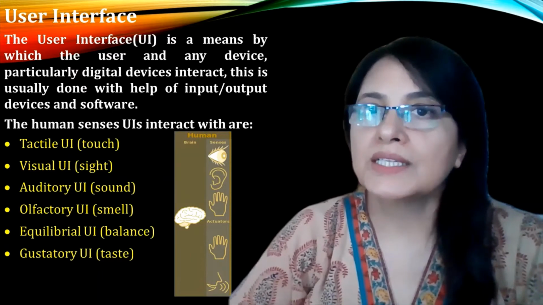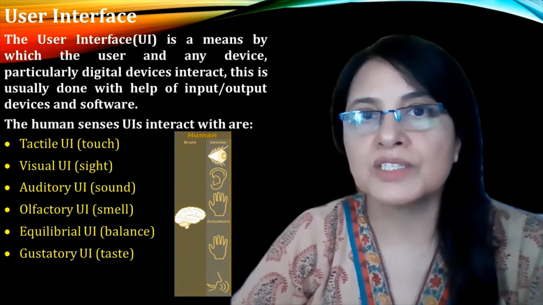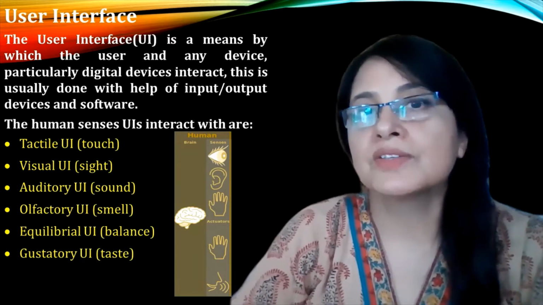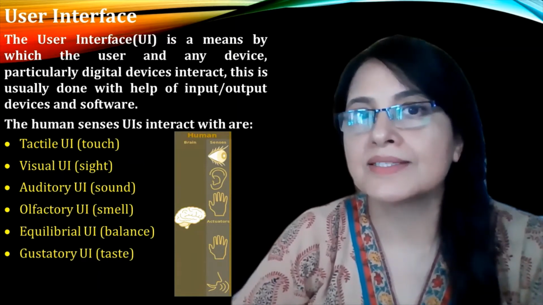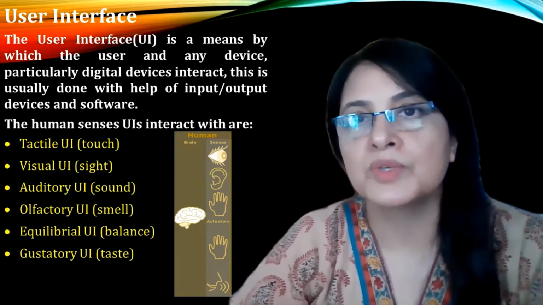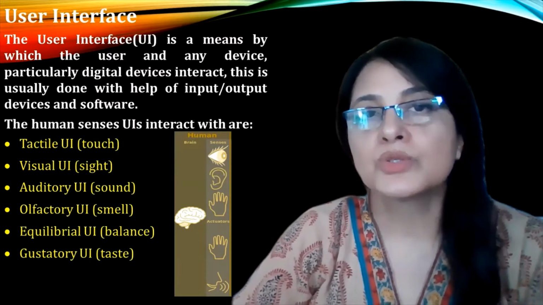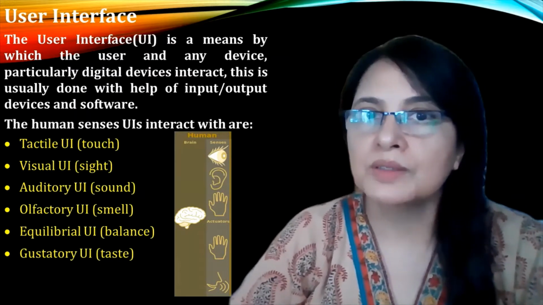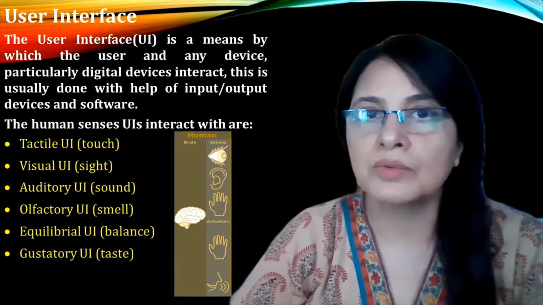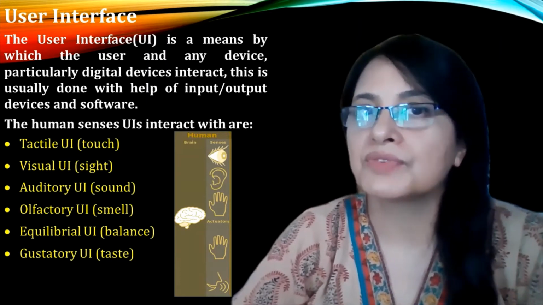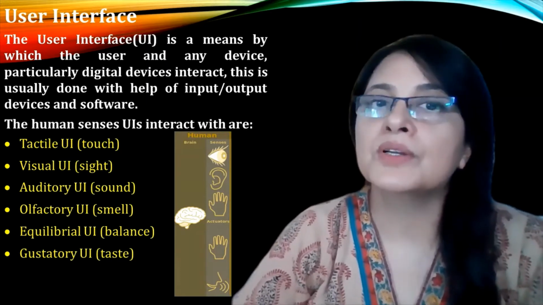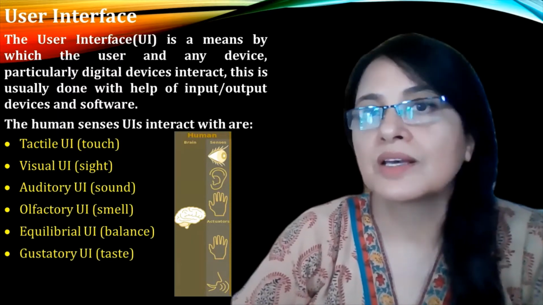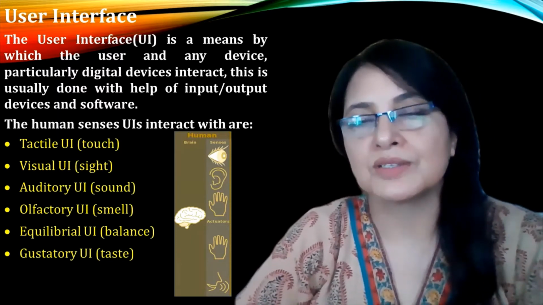The usual human senses that I use to interact are touch, sight, and sound. But there is also smell, balance, and taste that have been included as user interfaces. So there is tactile UI, which is touch, visual, which is sight, auditory sound, olfactory user interfaces smell, equilibrial user interfaces balance, and there's gustatory, which is taste user interface.